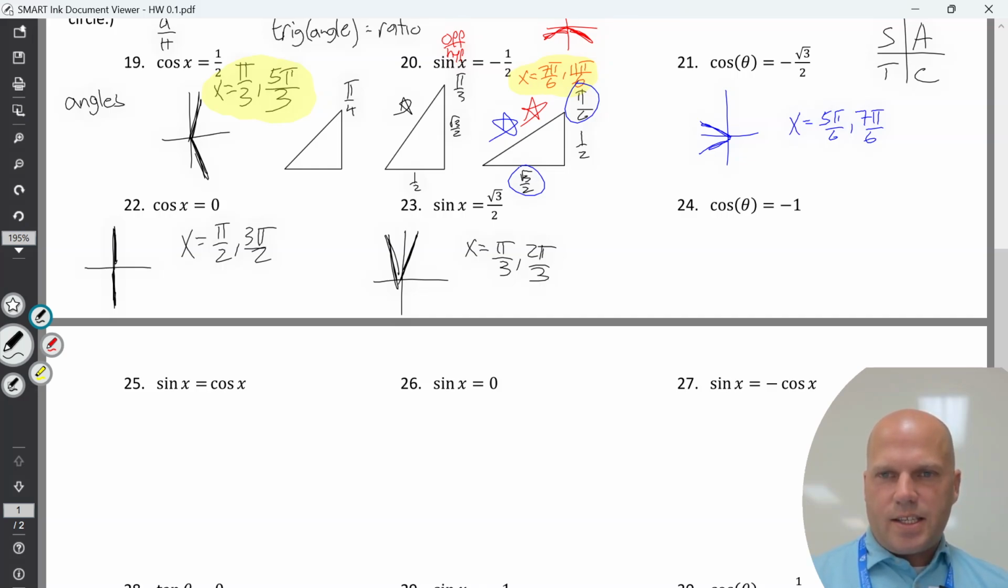Where will the adjacent side equal -1? Well, over here, we'll have a triangle created where the adjacent is -1, the opposite is 0, and the hypotenuse is 1. So we get that this is at pi. Should have said theta up here.